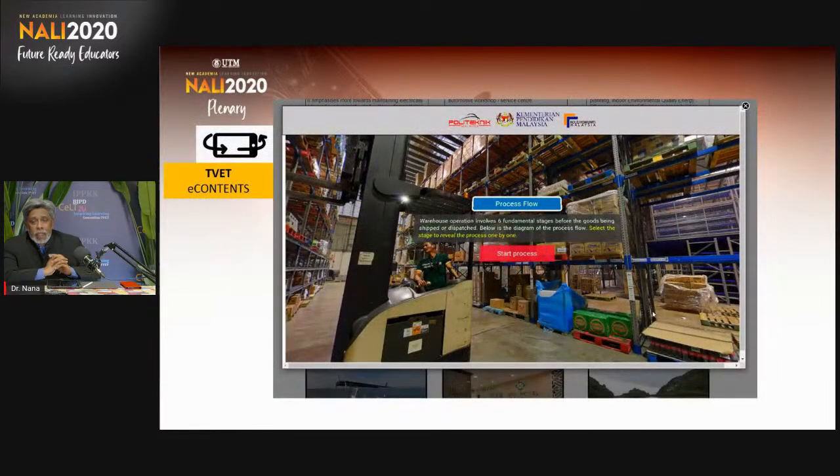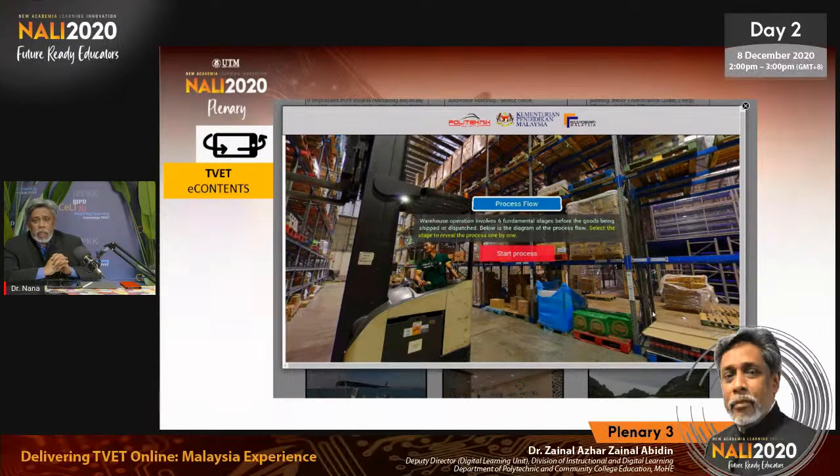Next, this is some of the screenshots of what I was telling you about the i360 videos. So it's virtual, it's 360, it's immersive. And it has got those buttons that are interactive. So that's part of the curriculum. So students can click on the buttons and jump to a different portion of the warehouse. And there are quizzes and there are videos and there are 360 experiences, right?